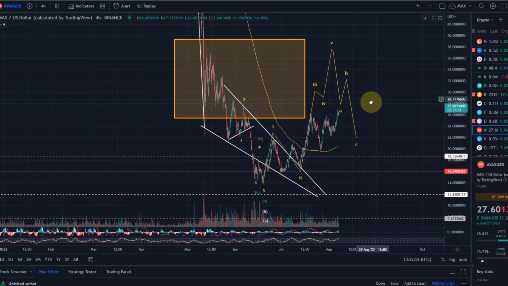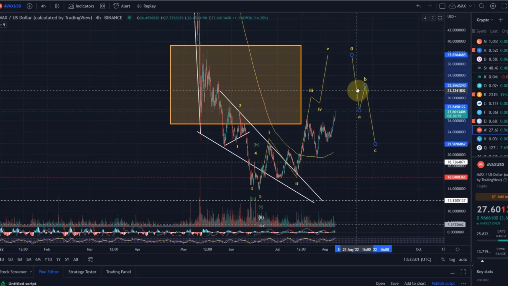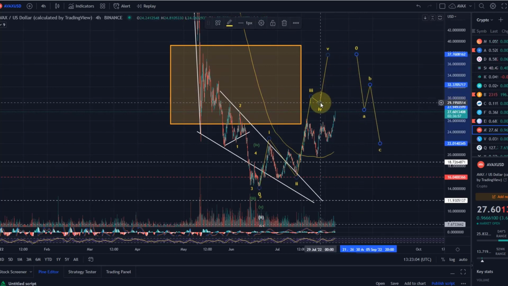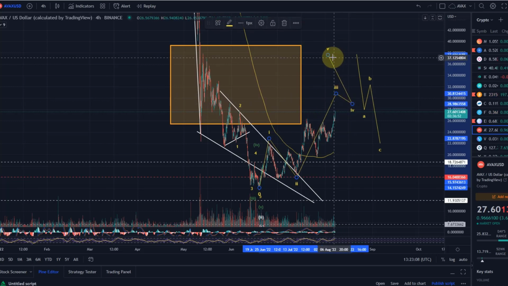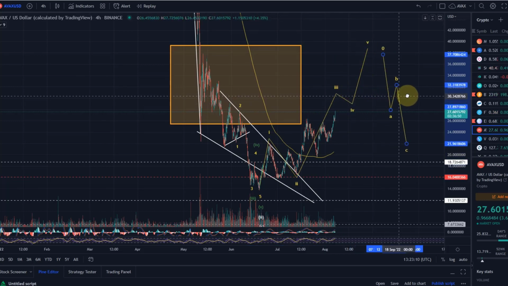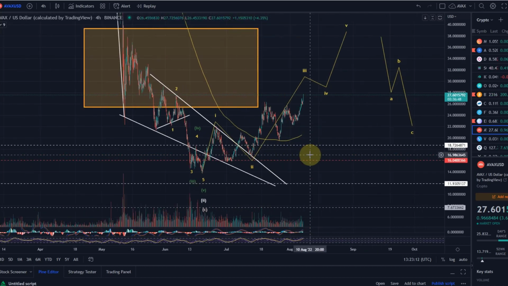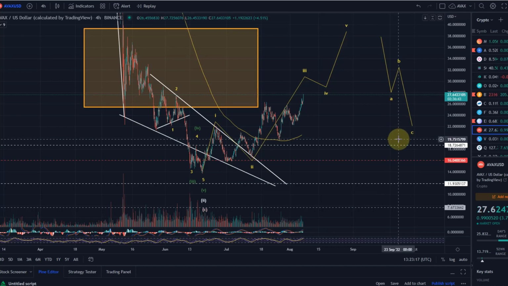So where are we now? I'm going to just need to move that to the right a little bit because it took a little bit longer. Doesn't matter. Okay, so it's a bit like that. So there are two possibilities here, the bullish and the bearish scenario for AVAX.